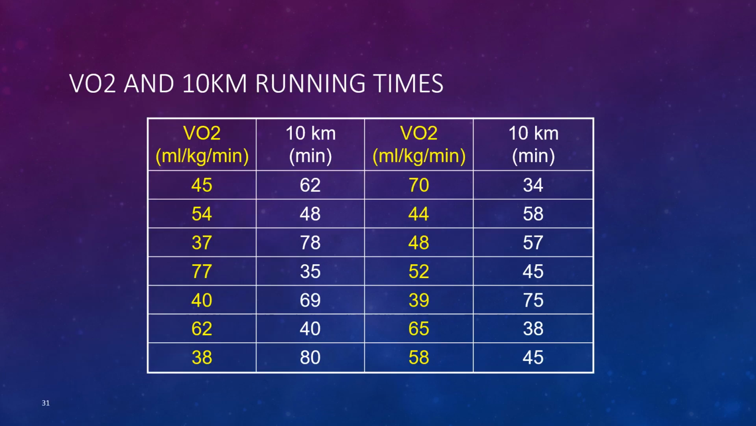Here is some data that we assume to have collected. Again, this is canned data, and the yellow values are the VO2, the oxygen carrying capacity values, in milliliters per kilogram per minute. You don't have to worry about that. And then the 10-kilometer times in the white columns, which is the number of minutes it took to run 10 kilometers.